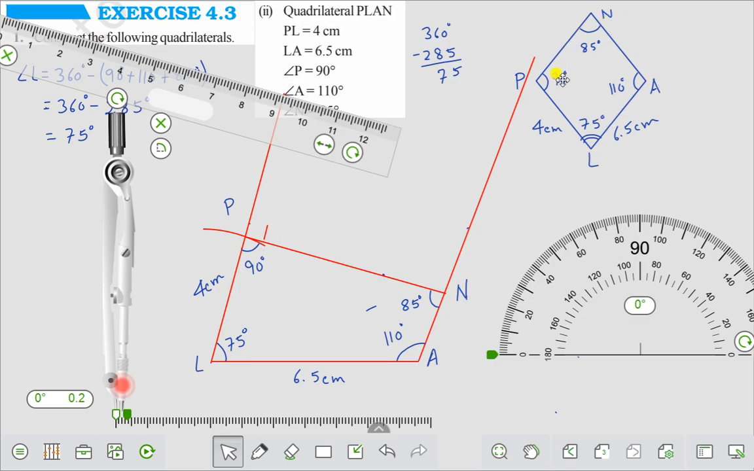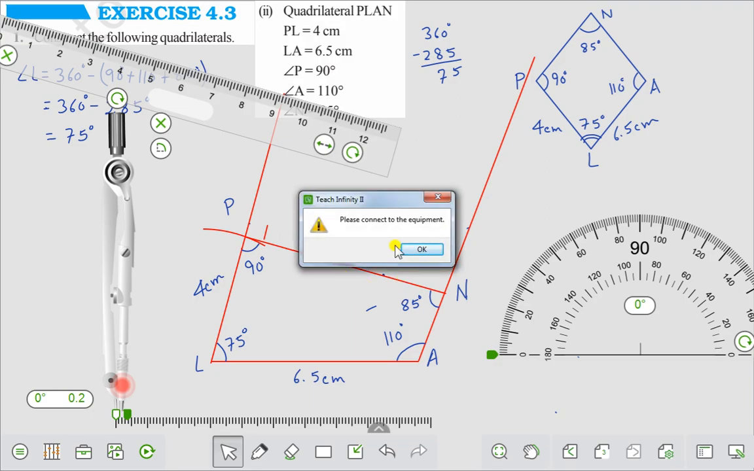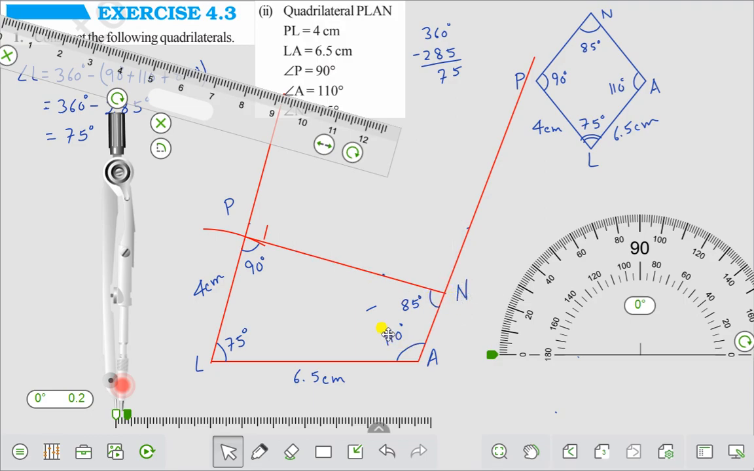First of all, draw a rough drawing of this quadrilateral. This is rough, right? After that, you take LA as 6.5 centimeter. At point L, make an angle of 75 degree, right? At point A, make an angle of 110 degree. And from this point L, make an arc of 4 centimeter and cut this one, right? We got the point P, right? And at the point P, make an angle of 90 degree, and you will meet at the point N to get this point N. That means this is 90, this is 75 degree, this is 110 degree, and this is 85 degree, right?